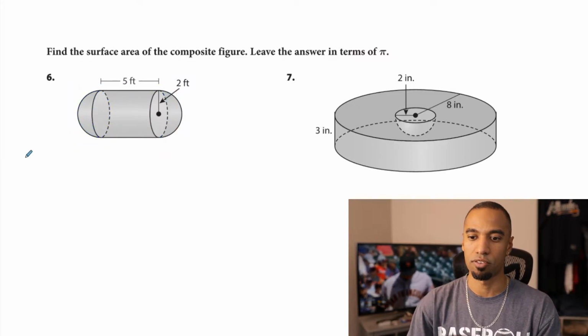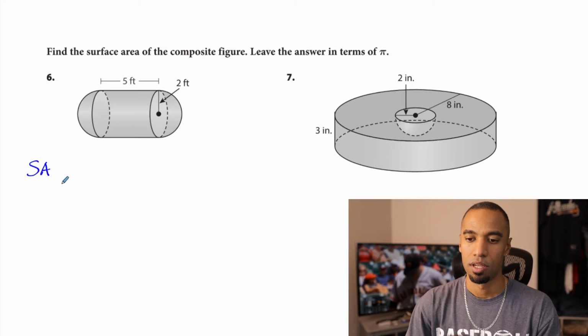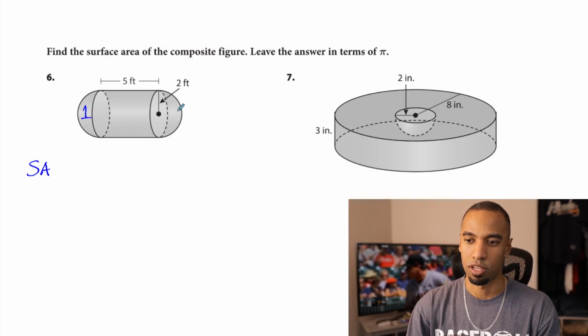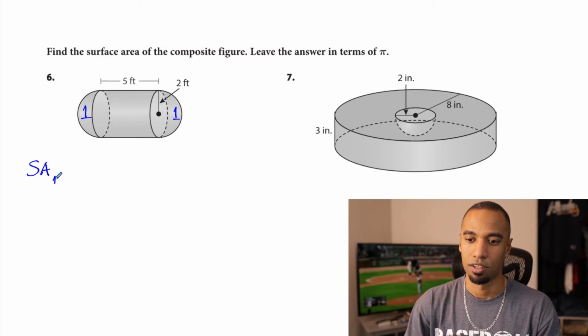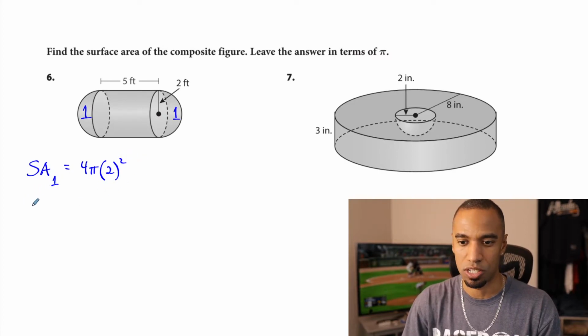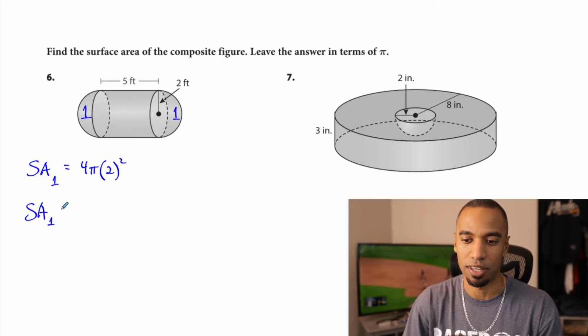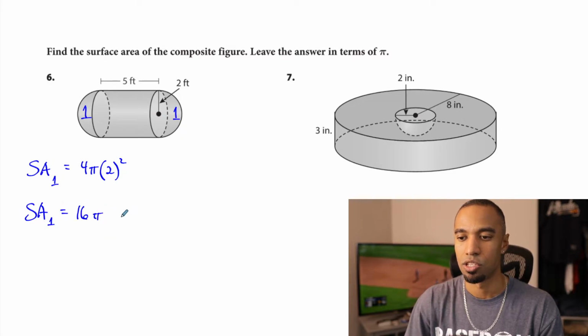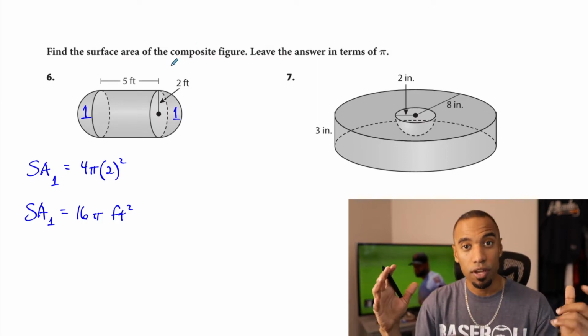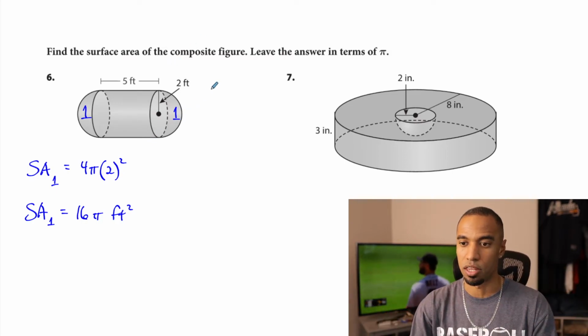So I'm just going to take the surface area of an entire sphere here. I'll call this whole thing figure 1. Surface area of figure 1 is going to be 4 pi times the radius of 2 squared. 2 squared is 4. 4 times 4 is 16. By the way, they are telling us to leave the final answer in terms of pi. So I'm going to get 16 pi square feet just from the surface area of the sphere, which is when I connect the two hemispheres together.